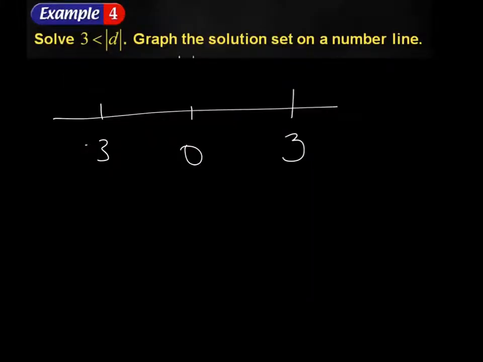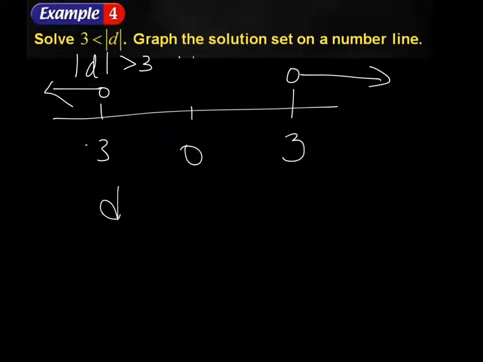Okay, this time I'm going to rewrite it. The absolute value of D is greater than 3. So greater than, again, our boundaries are not included, but more than 3. Now this is a disjunction. They're going opposite ways. So all we can do to write this is just to say D is less than -3 or D is greater than +3. So that's our graph and our solution.